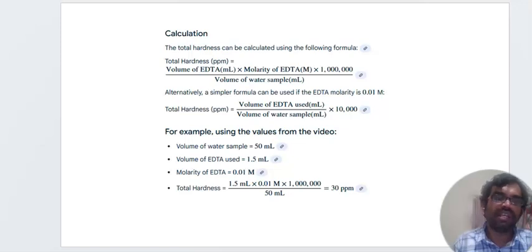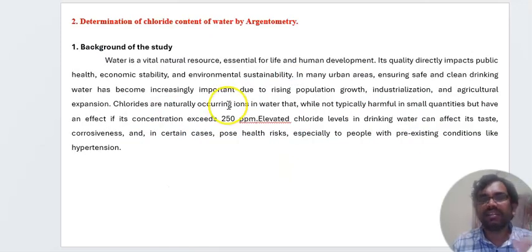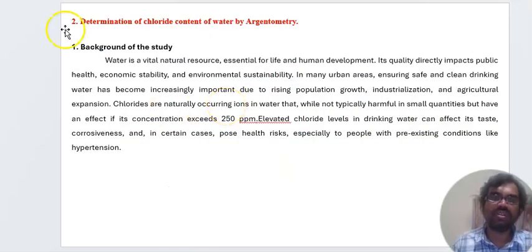Now you can move on to the next experiment, which is how to find the chloride ions in water. This is the determination of chloride in water by titration. The background of this study is very important.